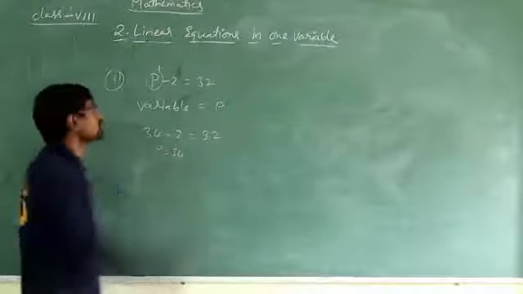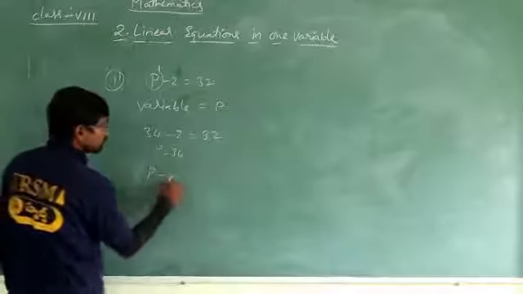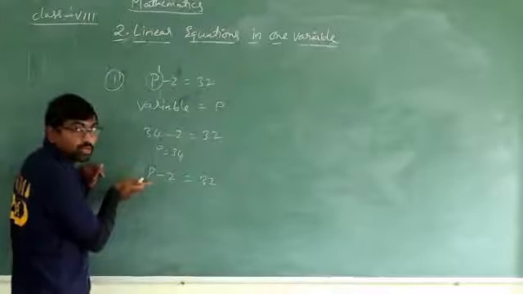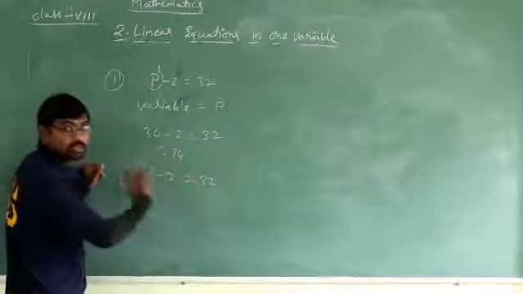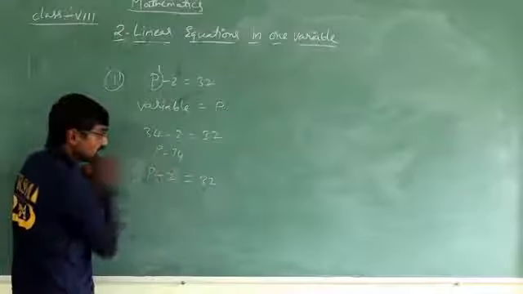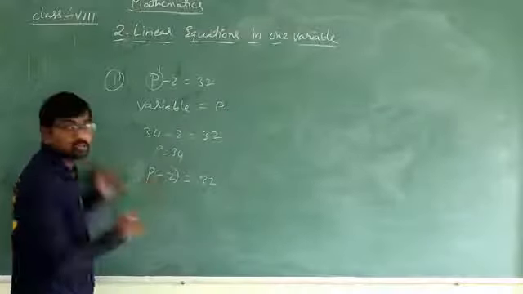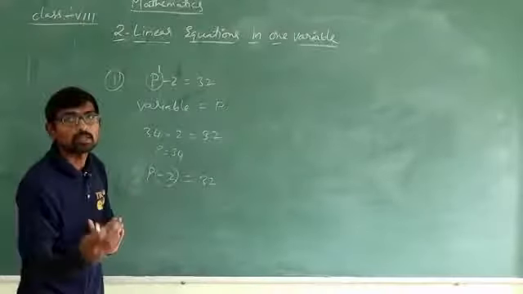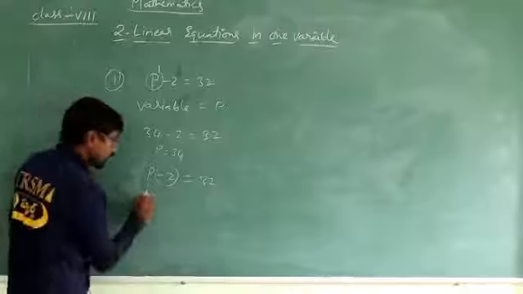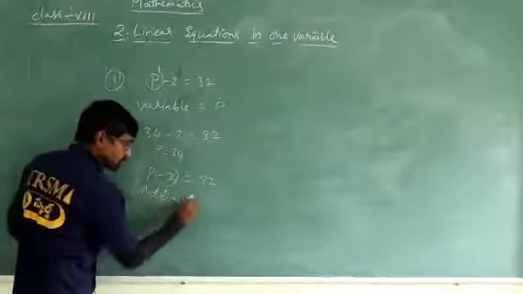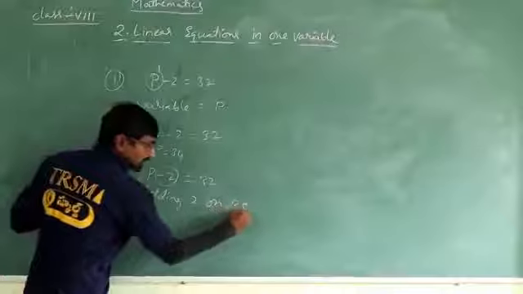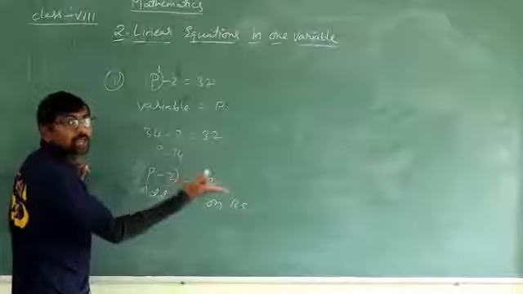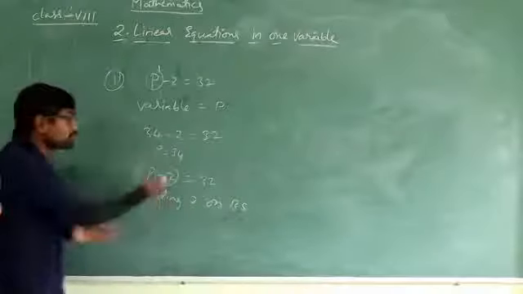And one more way is, as I have said, p minus 2 is equal to 32. We have to keep the variable here only, and we have to remove the others. Here we have an extra minus 2. For removing this minus 2, I have to add 2, so that minus 2 and plus 2 will become 0. Now adding 2 on both sides. I think you have understood. Here we have a subtraction symbol, so we have to add. If we have an addition symbol, then we have to subtract so that it will become 0.